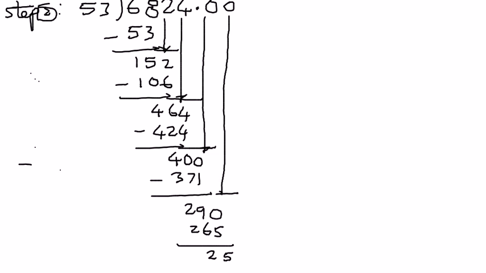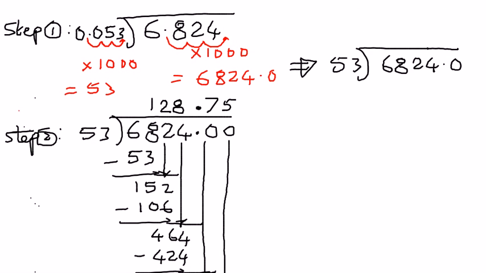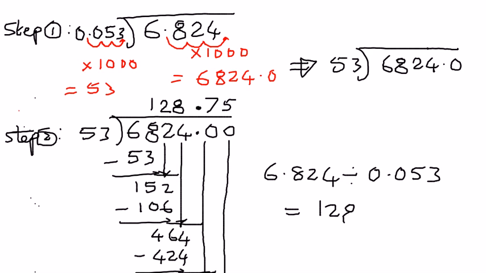And therefore we can now come back and state this as 6.824 divided by 0.053 is approximately equal to 128.75. So that is how we perform the division of decimal numbers. In my next presentation, we shall see how to perform division by tens or powers of tens.